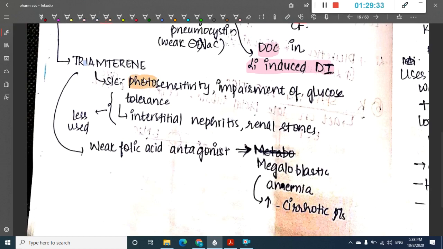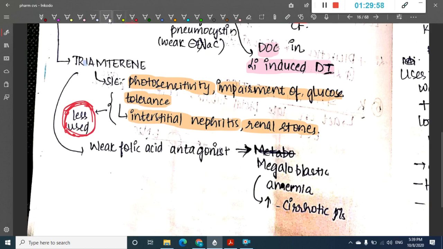Triamterene causes photosensitivity, and it also causes impairment of glucose tolerance. It also causes interstitial nephritis and renal stones. Because of these side effects, triamterene is not used generally. It is less commonly used.